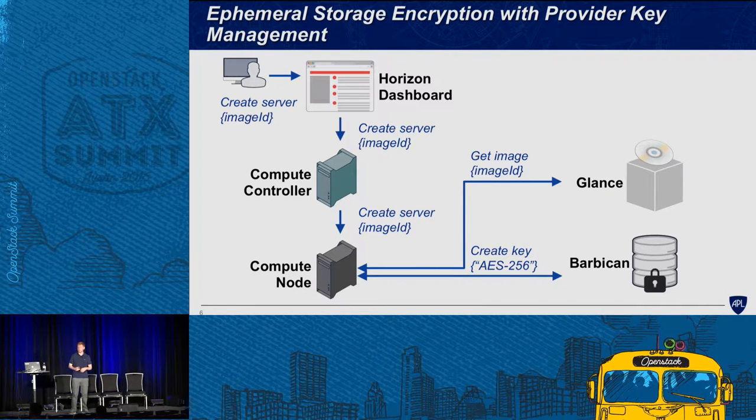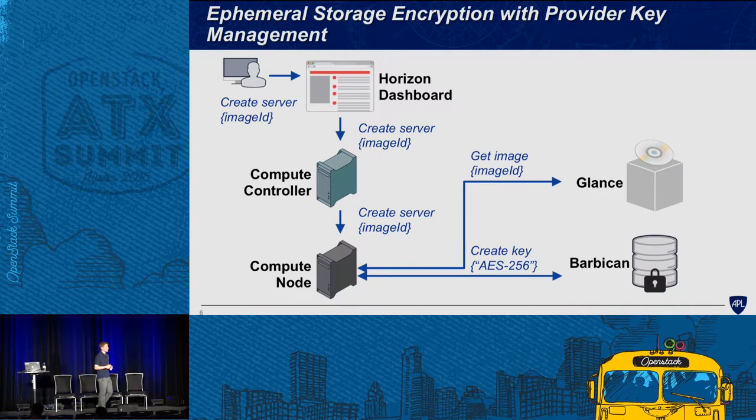So here's ephemeral storage encryption with provider key management. This is all going to be kicked off by your customer. For those of you who are new to OpenStack, the first thing you're going to do as a customer is go to Horizon, which is the graphical user interface, and make a request to create a new VM server instance. At that point, you'll pass the image ID for the image you want to be used for that particular VM. That will be like, do you want to use RHEL or Ubuntu, whatever favorite distribution you may like. Once Horizon receives that request, it sends it down to the compute controller.